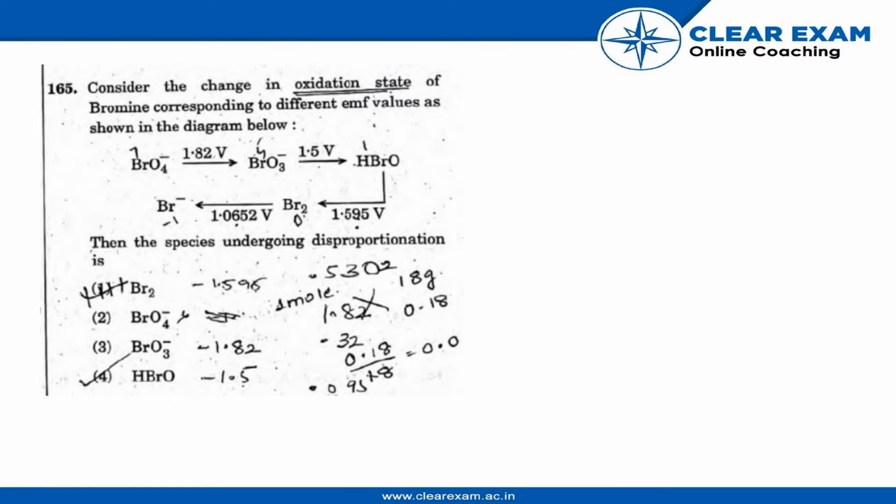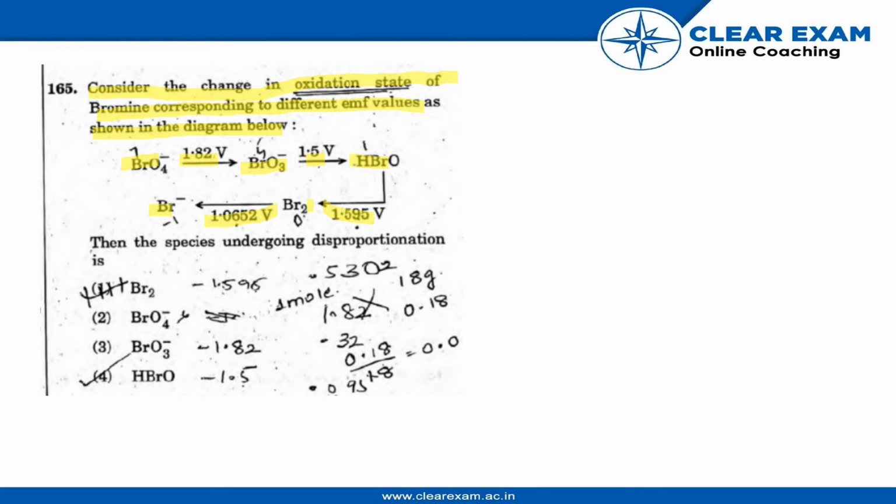So the next question is: consider the change in the oxidation state of bromine corresponding to different EMF values as shown in the below diagram. BrO4 minus is converted to BrO3 minus at 1.82 volt, then to HBrO at 1.5 volt, then to Br2 at 1.595 volt, then to Br minus at 1.0652 volt.